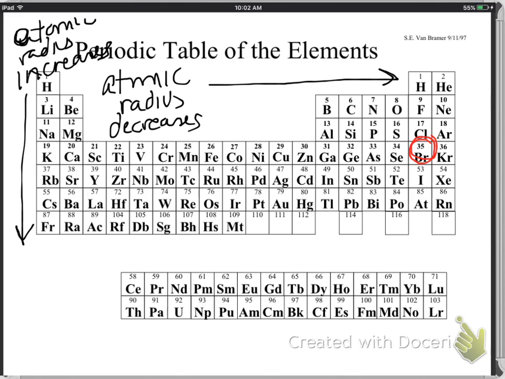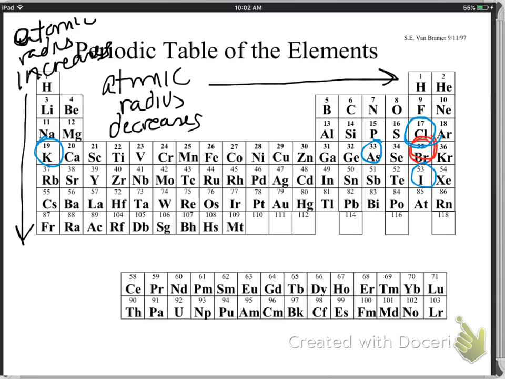Okay? So when we're looking at bromine and we're comparing it, we can compare it to chlorine. Would chlorine have a larger or smaller radius? Smaller. So that one definitely applies. What about potassium? Would potassium have a larger or smaller radius? It'd be larger. Iodine would be larger, and arsenic would be larger. So the only thing on that list that would have a smaller radius than bromine would be chlorine.